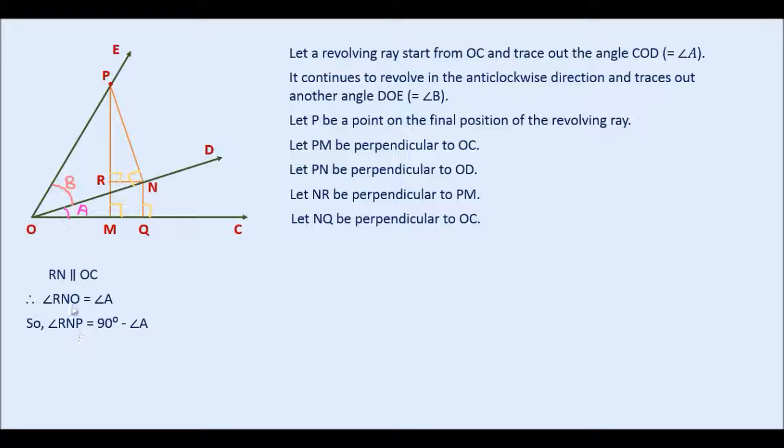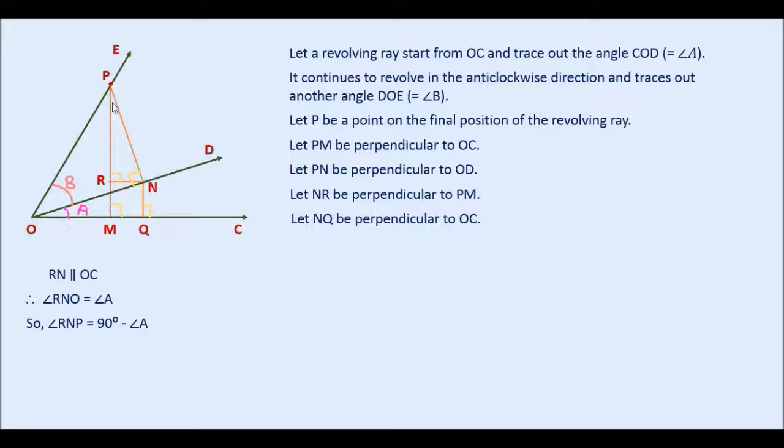Also, angle RNP, this angle, is equal to 90 degrees minus angle A, because angle PNO is 90 degrees. Angle PNO is 90 degrees because PN is perpendicular to OD. Therefore, angle PNO is equal to 90 degrees. And we have found the measurement of angle RNO equal to angle A. Therefore, this angle PNR or angle RNP is equal to 90 degrees minus A.